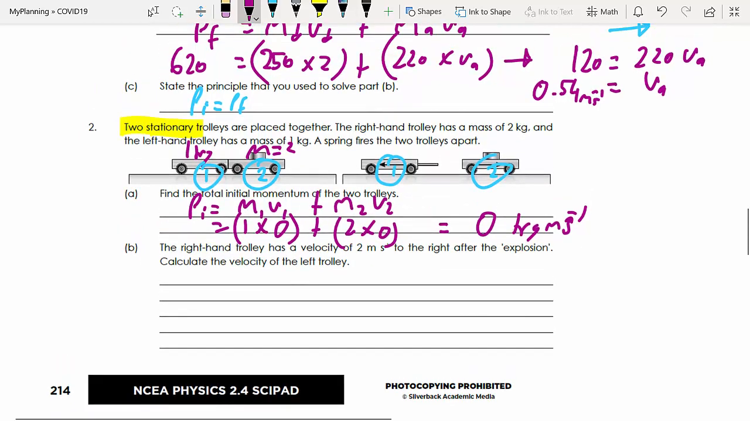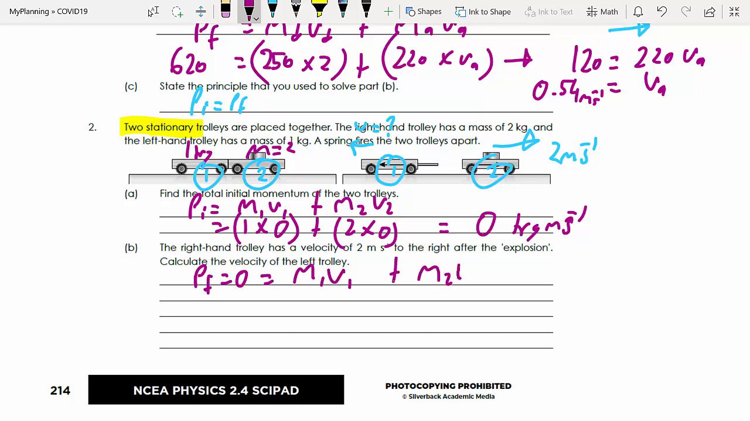The right hand trolley has a velocity of 2 meters per second to the right after the explosion, and calculate what the other velocity is. We know that they're stationary beforehand, so the total momentum still must be 0. If one has momentum to the right, then the other must have momentum in the opposite direction because momentum is a vector. So Pf equals 0, which equals m1 v1 plus m2 v2.